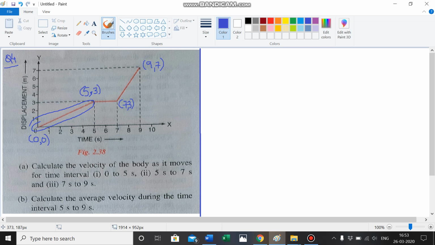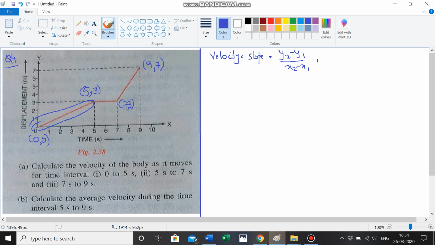First thing we write is x-axis. This is 5 on the x-axis, 3 on the y. This is 7 on the x-axis, 3 on y. This is 9 on the x-axis, 7 on y. So calculate the velocity. We know velocity is equal to the slope of the curve. And how do I calculate slope? y2 minus y1 upon x2 minus x1.